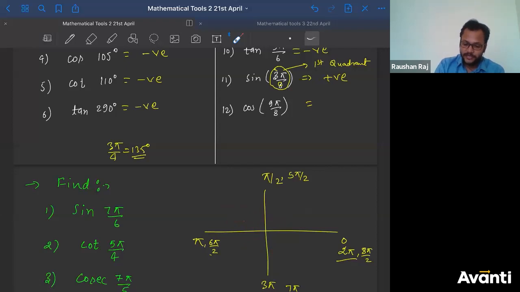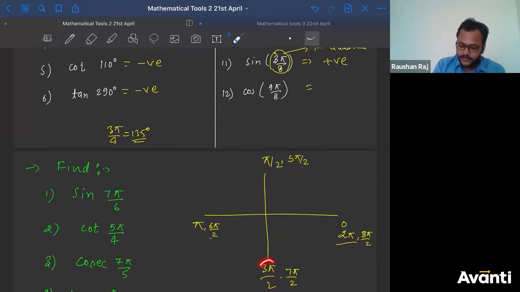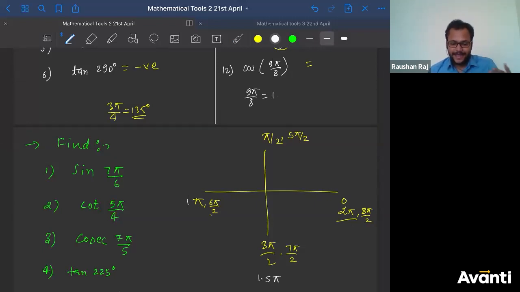Now let us check whether the value is less than this or not. What is this? 3 by 2 pi. That means this is 1.5 pi and this is 1 pi. I'm talking about 9 pi by 8. What is 9 by 8, guys? 9 pi by 8 can be written as 1 point, how much? 1 by what? So 1.1. Correct?